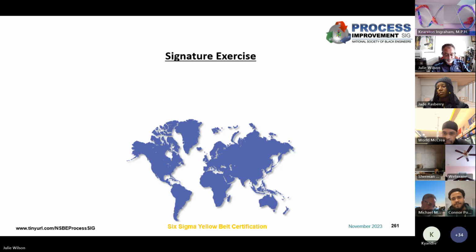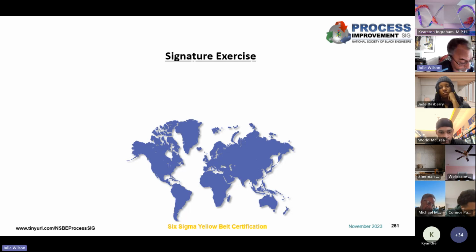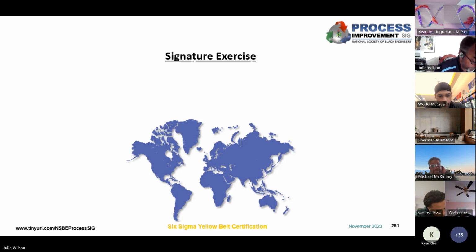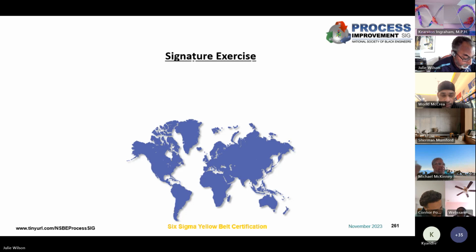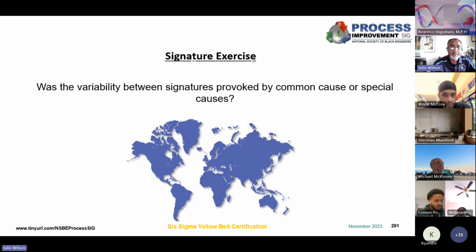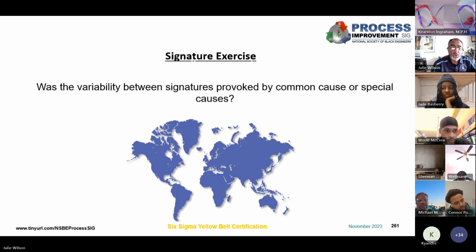And when you do that, look at the signatures and tell me whether or not the signatures are the same. Are all 5 signatures the same? So everyone's saying that they look at their 5 signatures and the signatures are not the same. Okay. So, was the variability between the signatures caused by common cause or special causes?